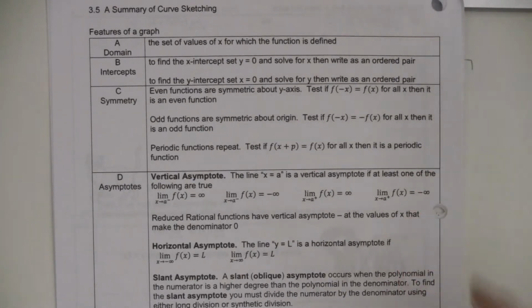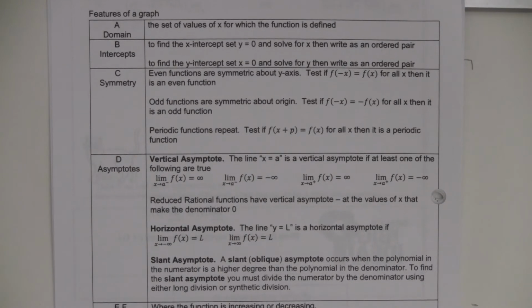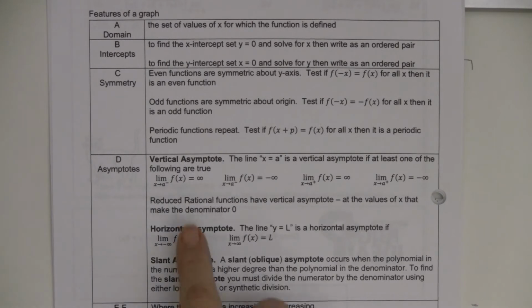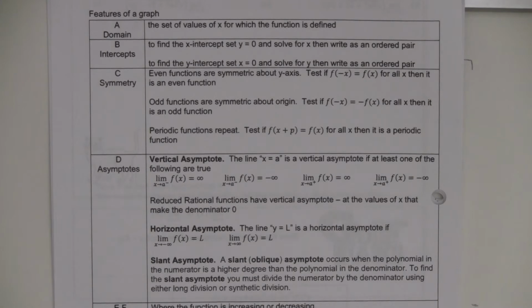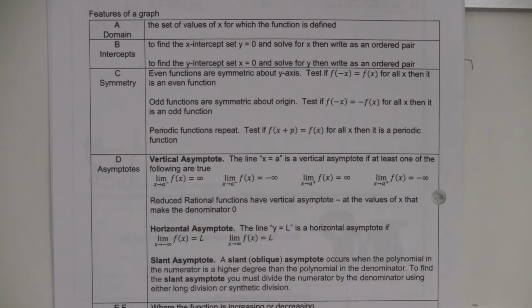Okay, then we spent some time looking at the asymptotes and how to find them. You know that it has a vertical asymptote if you have a rational function, and what that means is it has a numerator and a denominator. A lot of people are asking me, when do you know it's going to have a vertical asymptote? Well, it has to have a denominator, and it's when that reduced fraction's denominator is equal to 0. Reduced means it doesn't have any common factors with the numerator.